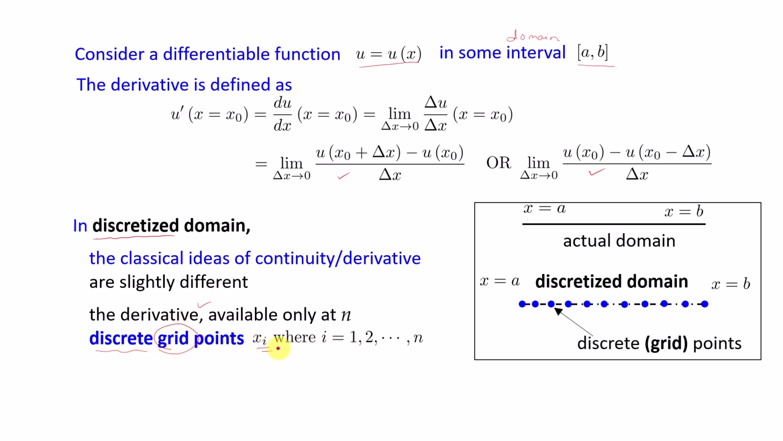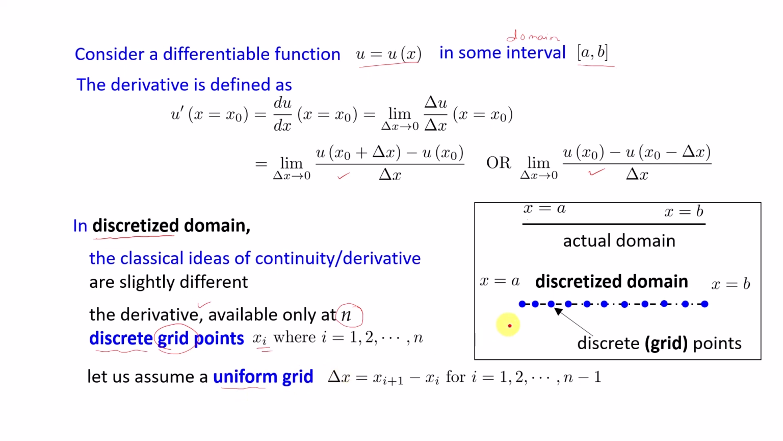So this derivative is available only at these discrete grid points, and at these grid points the value of x, we say that there is xi where i goes from 1 to n. Let us assume that there are this n number of discrete grid points.